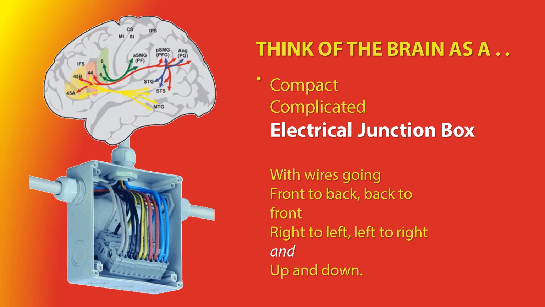So to reinforce what I told you about in the last slide, you have to think of the brain as a compact, complicated electrical junction box with wires going from front to back, right to left, up and down. And while wires require plastic and other materials as insulation, these tracks in the brain with water molecules require myelin protection for each of the directions so that there's no short circuits. And we know what the short circuits do. They give you cognitive problems and memory problems and personality changes. That's the easiest way I know of to allow you to think about how the brain works.